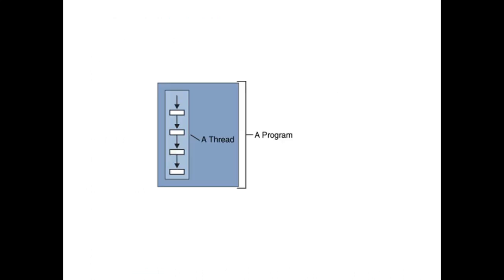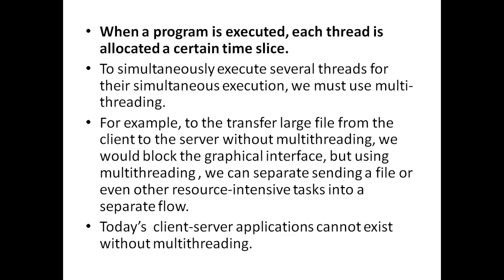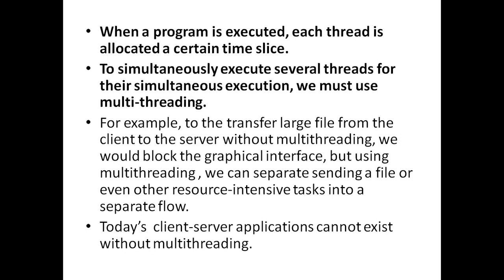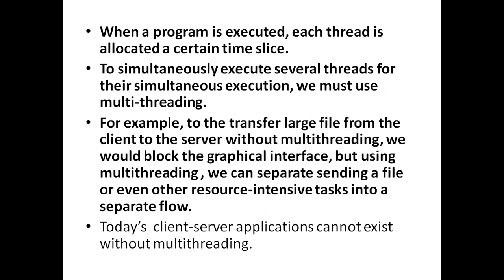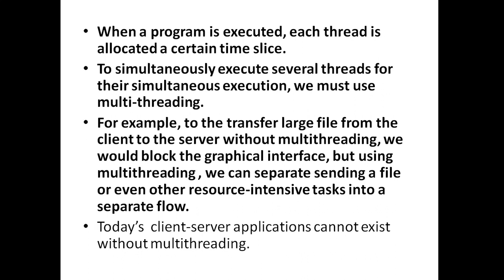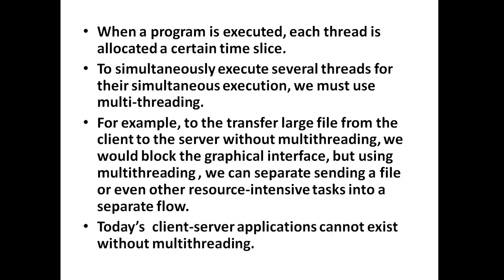Here is a pictorial diagram that represents a thread. When a program is executed, each thread is allocated a certain time slice. To execute several threads simultaneously, we must use multithreading. For example, to transfer a large file from the client to the server without multithreading, we would block the graphical interface, but using multithreading, we can separate sending the file or even other resource intensive tasks into a separate flow. Today's client server applications cannot exist without multithreading.